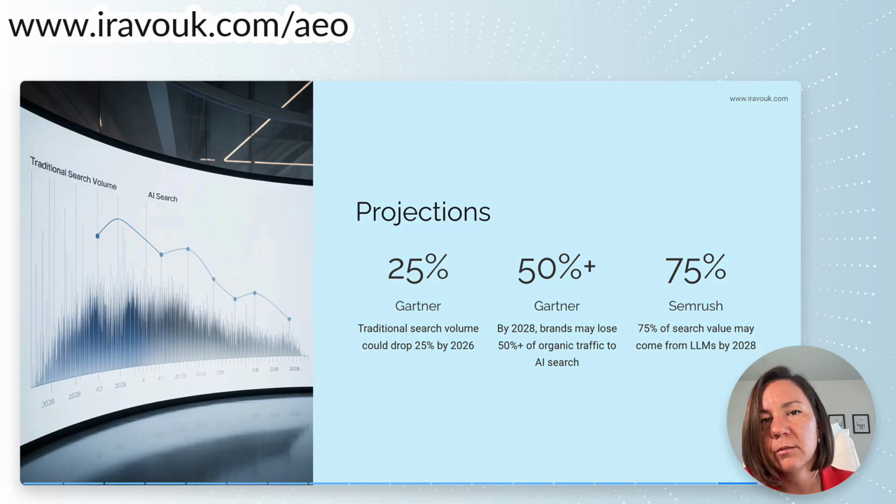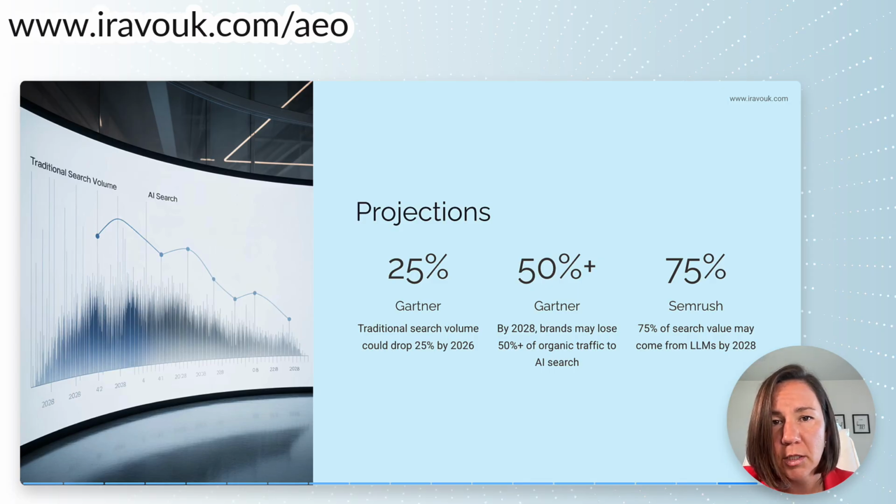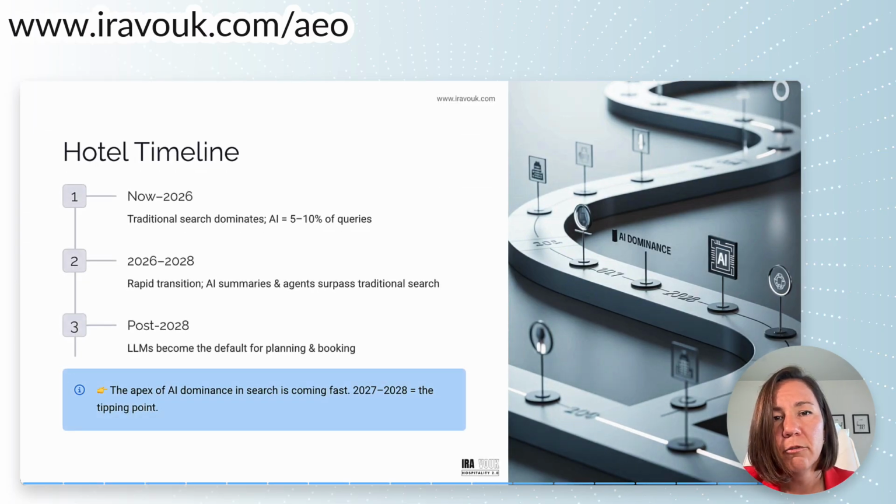So where is this going? Analysts agree AI search isn't a fad, it's a fast approaching shift. Gartner predicts traditional search volume could drop 25% by 2026. And by 2028, brands may lose 50% or more of organic traffic as consumers embrace AI-powered search. Other studies back this up. SEMrush forecasts that by 2028, LLM-based search may account for up to 75% of search-related value, overtaking traditional traffic in many industries. For hotels, the timeline looks something like this.